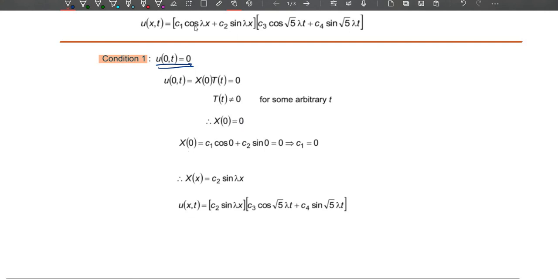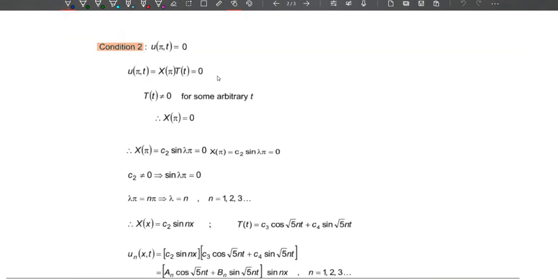From here, this is your X(x). We substitute the value 0. We have c1 cos 0 plus c2 sin 0. Sin 0 is equal to 0, so we are left with the first part only, and cos 0 equal to 1. Therefore c1 equal to 0. X(x) is equal to c2 sin lambda x. Therefore we have the new u(x,t); you need to rewrite it.